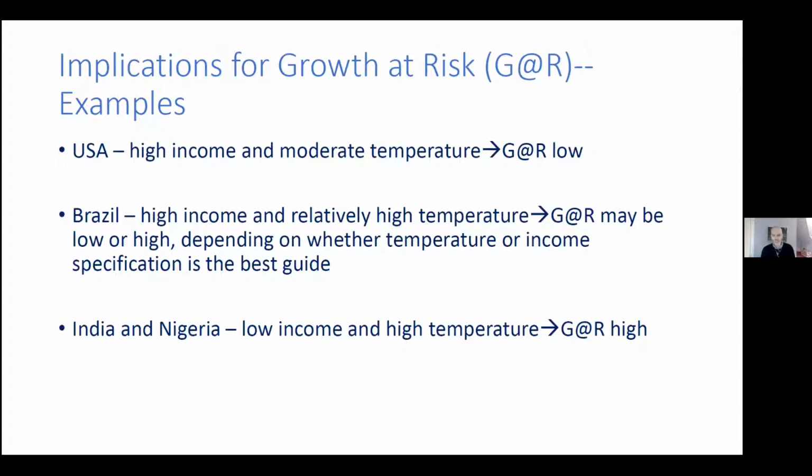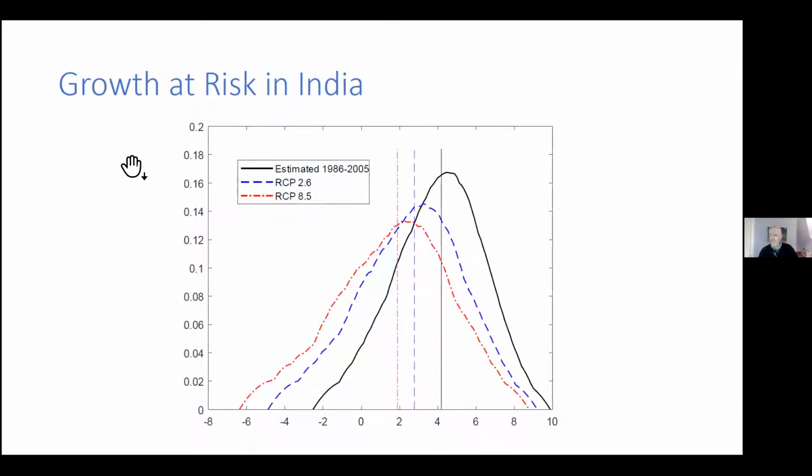In contrast, countries like India and Nigeria are low income and high temperature. So growth at risk in countries like India and Nigeria is extraordinarily high, irrespective of the empirical specification, according to the results in this paper. What does it mean to say that growth at risk in India is extraordinarily high? Here I plot the economic growth distribution of GDP per capita for India over the 1986 to 2005 period, estimated via kernel density. It's the black solid line. The median growth rate has been a little bit over 4% per year in GDP per capita. There are some years, but they're relatively rare, in which GDP per capita falls in India. And there are some years in which it grows very rapidly over this 20-year period.